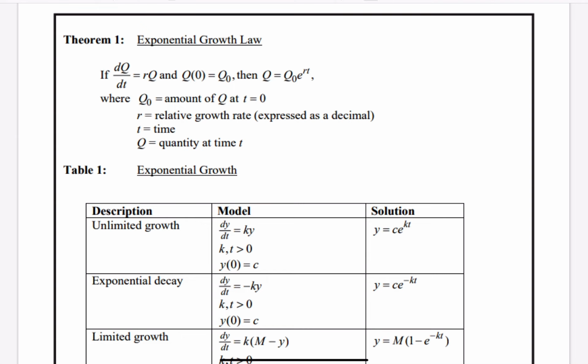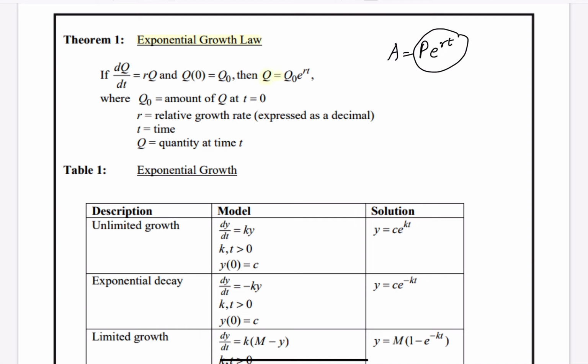In this section, we look at exponential growth. You probably have seen this when you're trying to find the compound interest when you're compounding continuously. So you have A is equal to P e to the power RT. That means this is growing exponentially. So this is the same principle here.